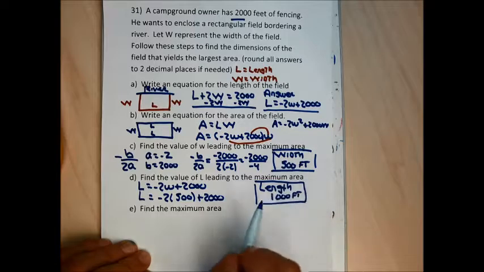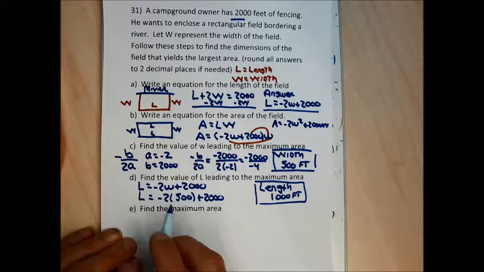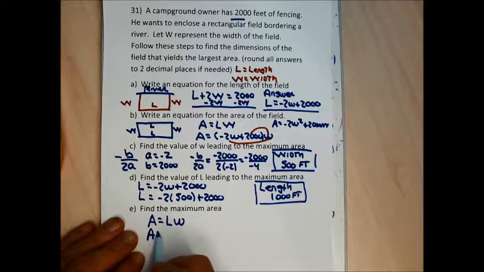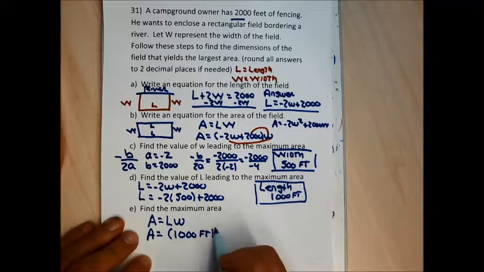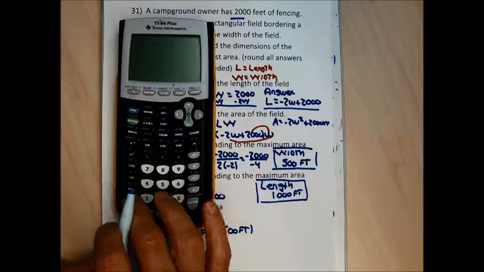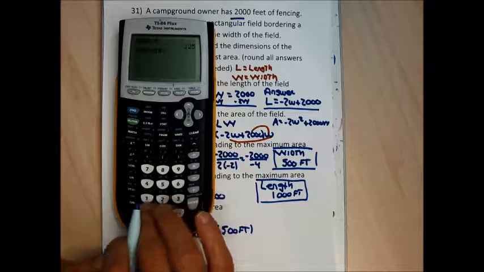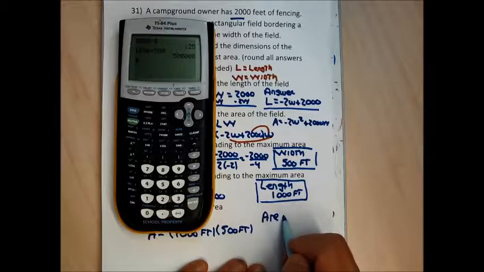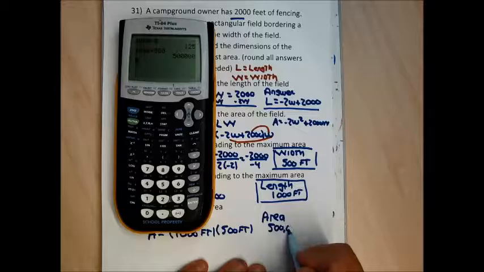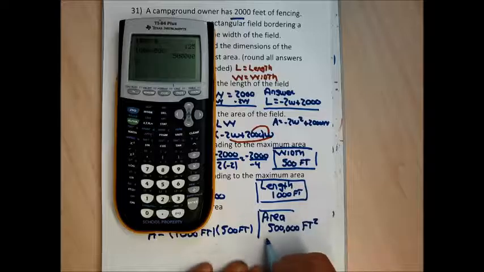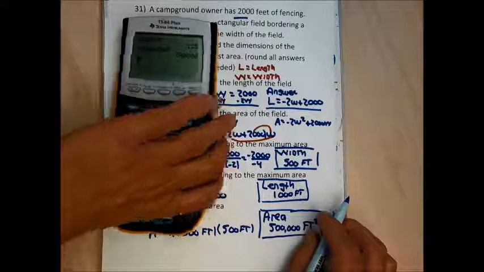And lastly, I need to find the area. The easiest area equation is area equals length times width for this part. And into the area equation, I'm going to put 1,000 feet for the length and 500 feet for the width. I'm going to multiply 1,000 times 500 and get 500,000. So the area is going to be equal to 500,000. And then I need units. When you multiply feet by feet, you get square feet. So that would be the best answer for part E.